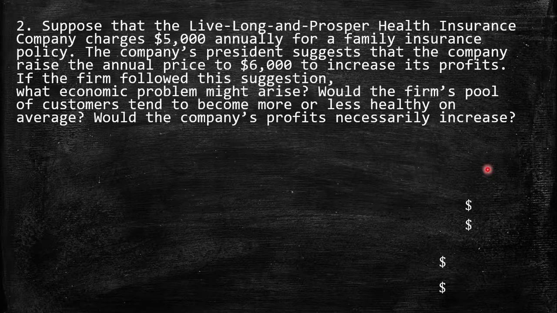Then second, suppose that the Live Long and Prosper Health Insurance Company charges $5,000 annually for a family insurance policy. The company's president suggests that the company raise the annual price to $6,000 to increase its profits. If the firm followed this suggestion, what economic problem might arise? Would the firm's pool of customers tend to become more or less healthy on average? Would the company's profits necessarily increase?